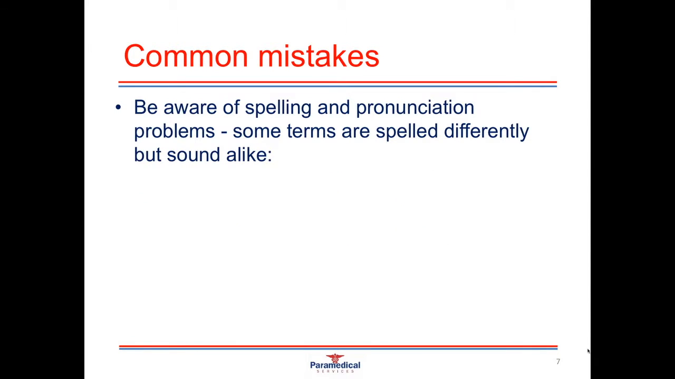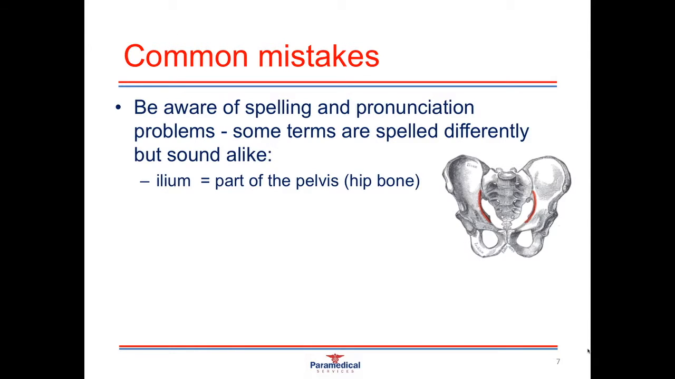Be aware that some words may sound exactly the same or they're pronounced the same, but they have very different spellings and mean quite different things. So the term ilium and ileum, one meaning of the word ilium is relating to a part of the pelvis or the hip bone, and the other term ileum means part of the small intestine. They sound identical, but their spelling is slightly different.